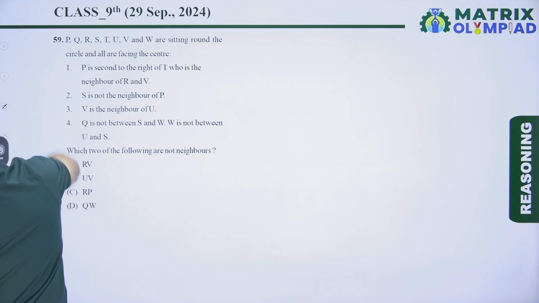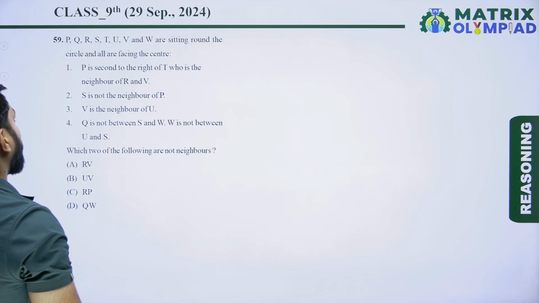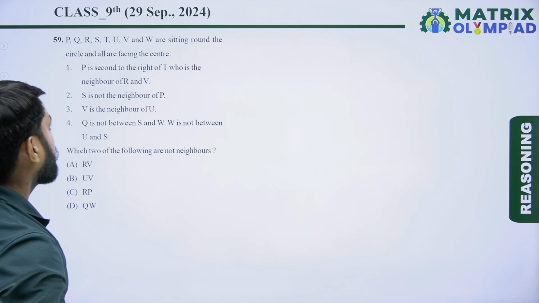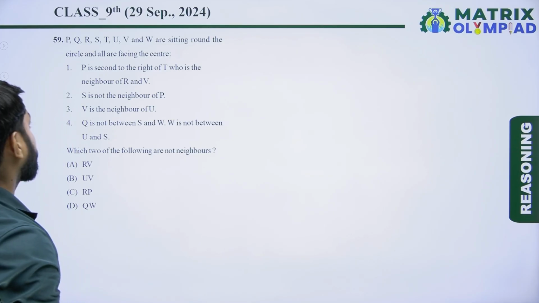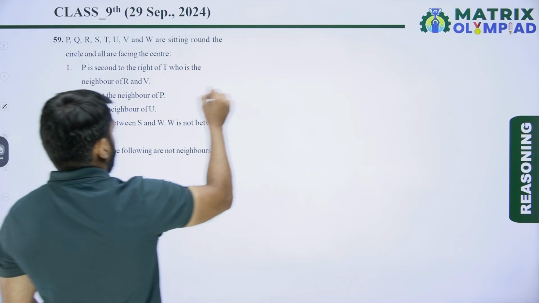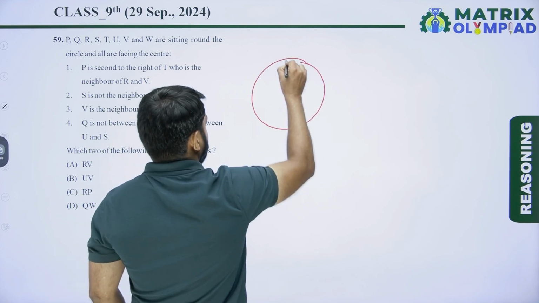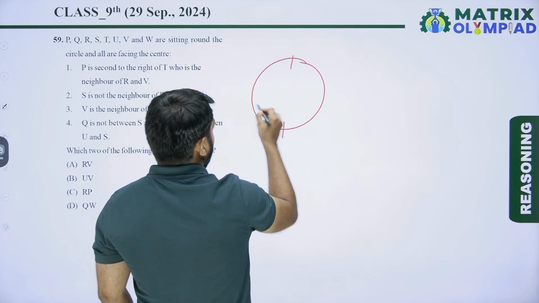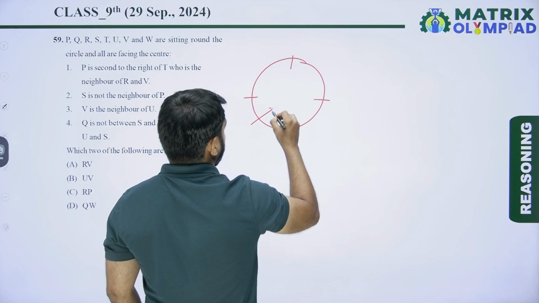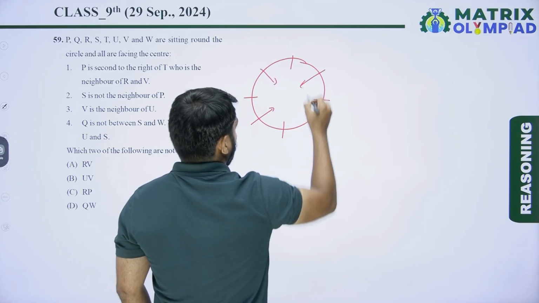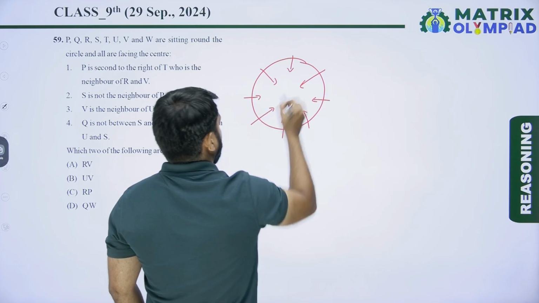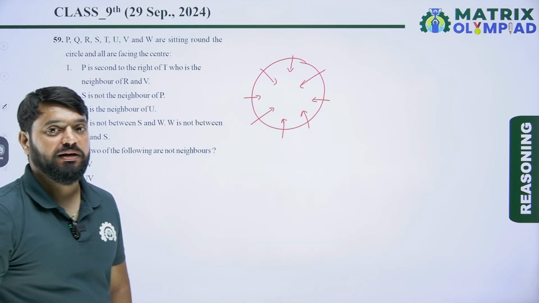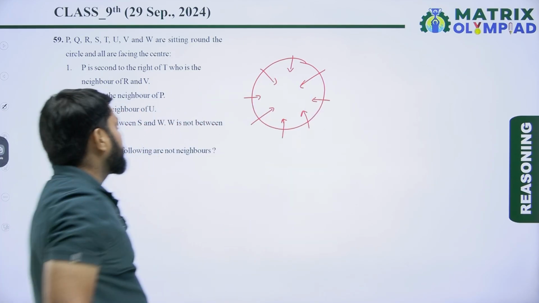So now the next question is question number 59. P, Q, R, S, T, U and W are sitting around a circular table and all are facing towards the center.